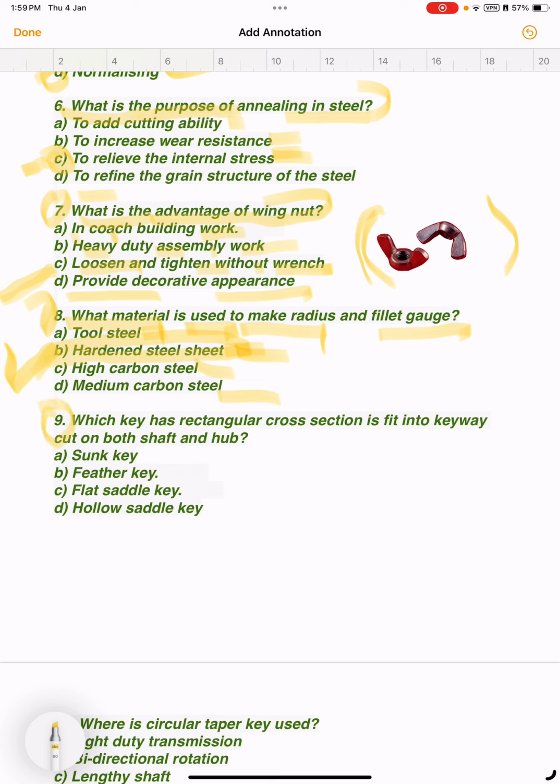Next, question number 9. Which key has a rectangular cross section and fits into a keyway cut on both shaft and hub? Which key? Sunk key, feather key, flat saddle key, hollow key. Answer is sunk key. The sunk key has a rectangular shape and the keyway is cut the same.